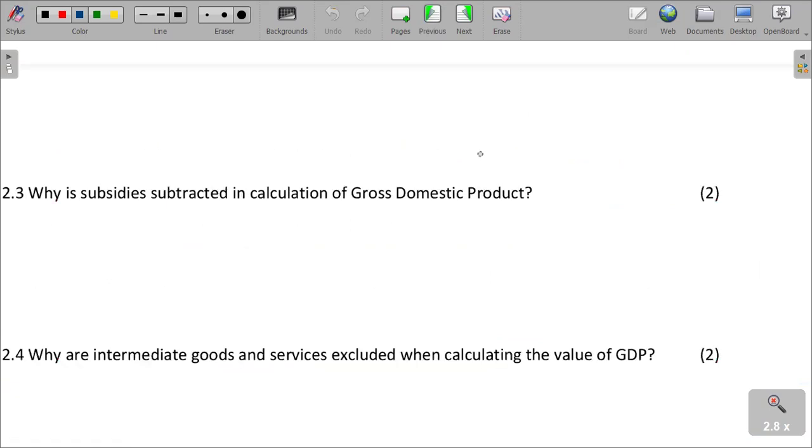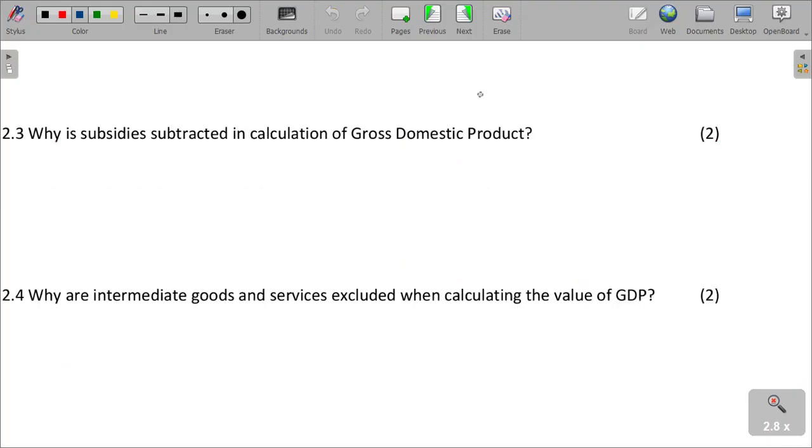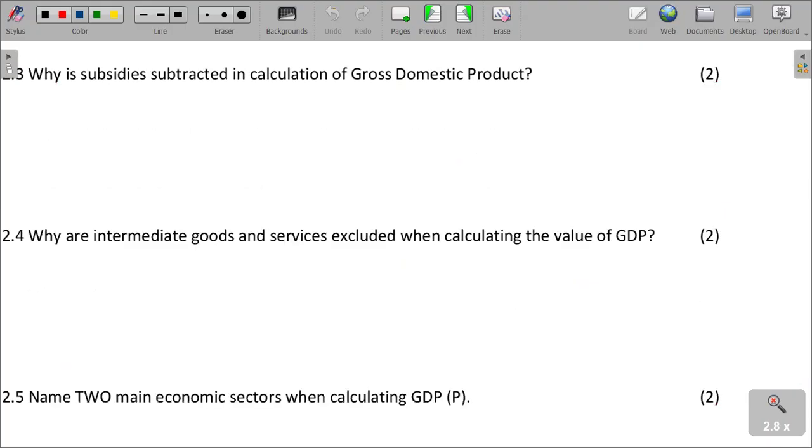One question, number 3: why are subsidies subtracted in the calculation of gross domestic product? Why do we have to subtract subsidies in calculating GDP? The reason is that subsidies are subtracted because they lower the market price of goods and are not payments for production. Subsidies are levies or support given by government to businesses in order for them to have finance or to access funding.